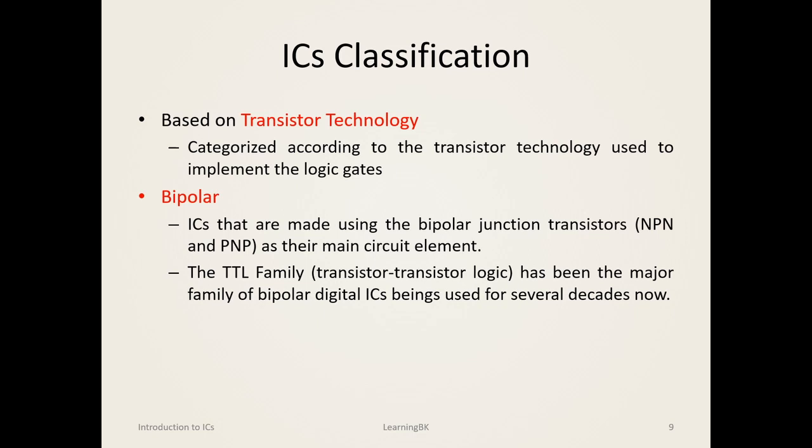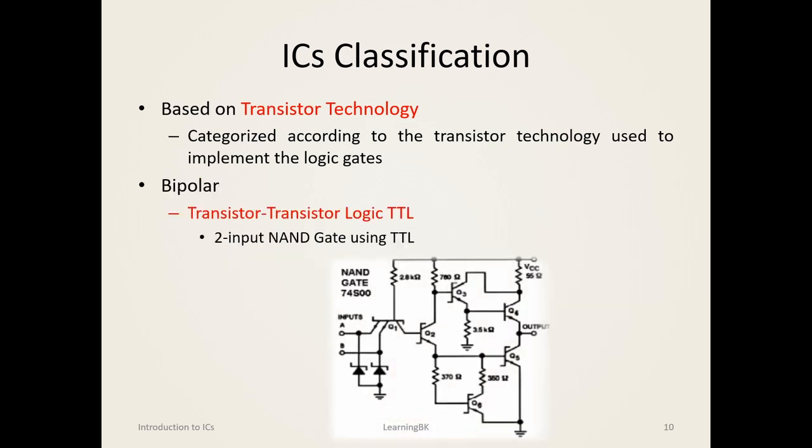This diagram is basically showing the construction of a two input NAND gate using TTL logic. We would not be going into the detail of this circuit, but I hope you can identify that there are six transistors being used in this circuit along with other components like resistors and some diodes to implement the functionality of a two input NAND gate.